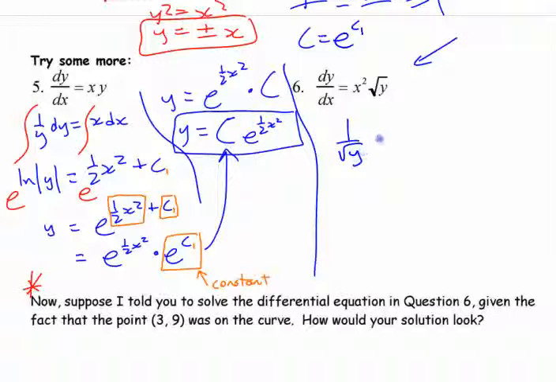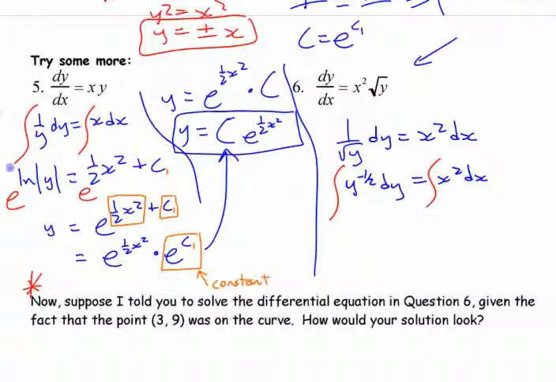Okay. 1 over root y times dy equals x squared dx. Or in other words, this is y to the power of -1/2 dy equals x squared dx. Just use the power rule on both sides. When you integrate y to the -1/2, what does that become? y to the 1/2, divided by this new thing, so it's times 2, right? And we got 1/3 x cubed plus a constant here.